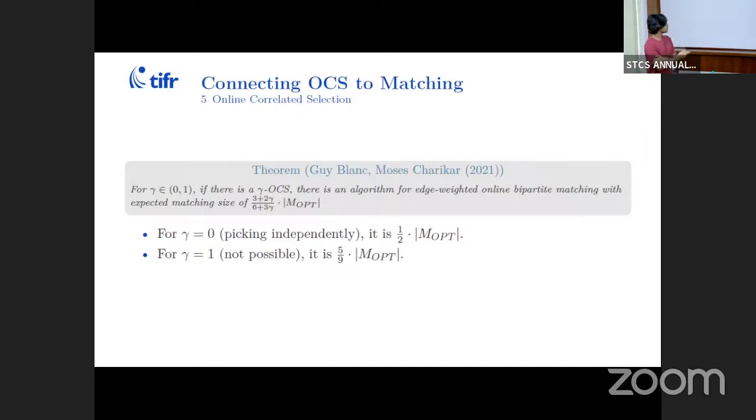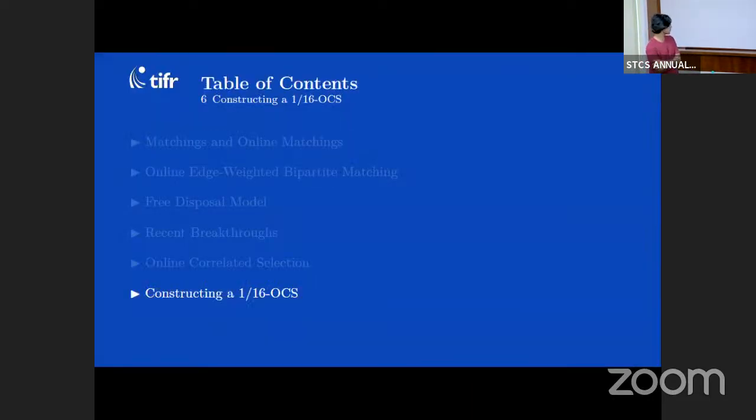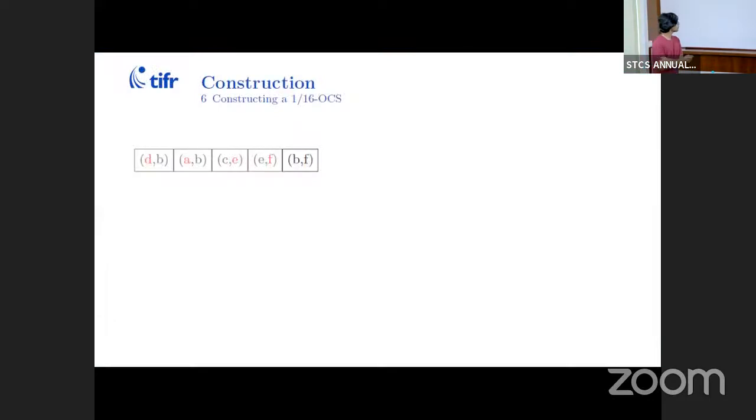Okay. With the next slide, I'll show that this gamma OCS is not something imaginary and a 1 by 16 OCS exists. So once again, pairs are arriving and we are selecting elements. Let me now describe an algorithm to pick this element. Let's say an element appears, say (G, F). What the algorithm would do is first try to draw links from this element to either a past node or a future node. Let's try to do that.